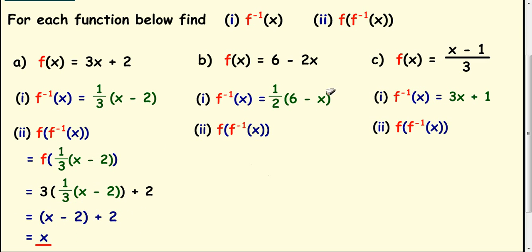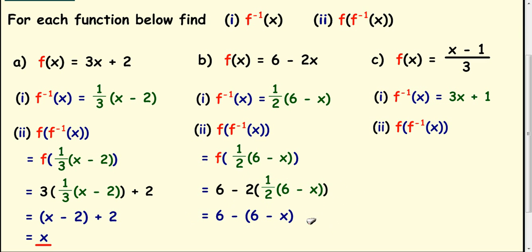In the next example here, we'll substitute all of this in here. So write it inside your brackets first, and then all of it there. So 6 minus 2, brackets, then this, and then close brackets. So that's going to be 2 multiplied by a half, which is 1. So 6 take away 1 times 6 minus x. So that's going to be 6 take away 6, and then a plus x because you've got a negative multiplier. So that's just going to go to x.